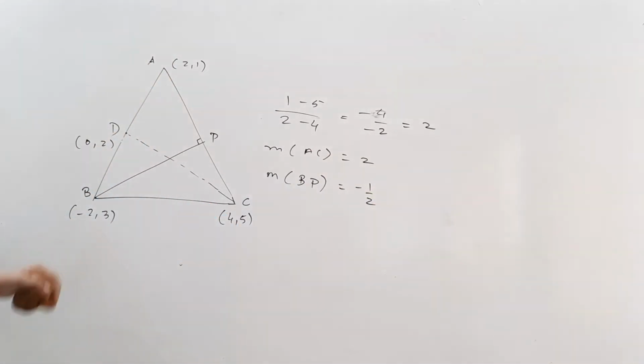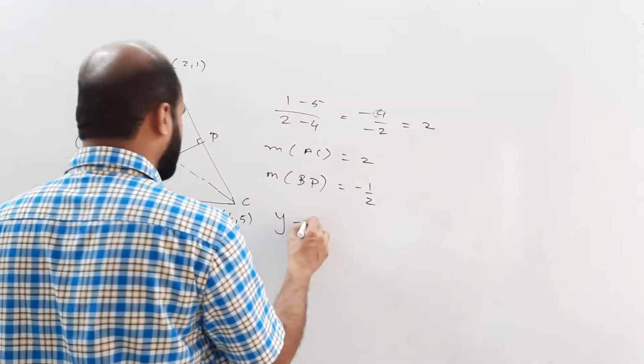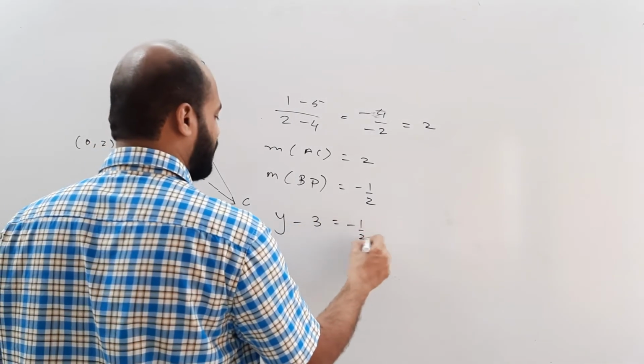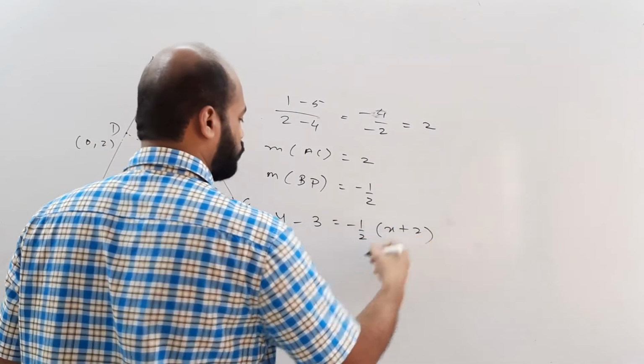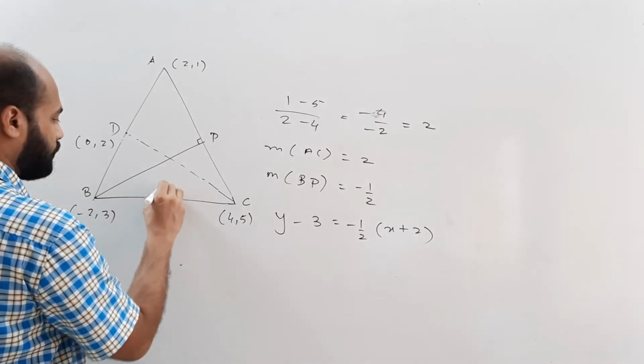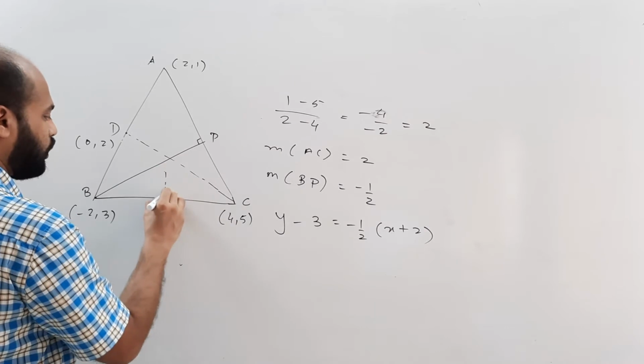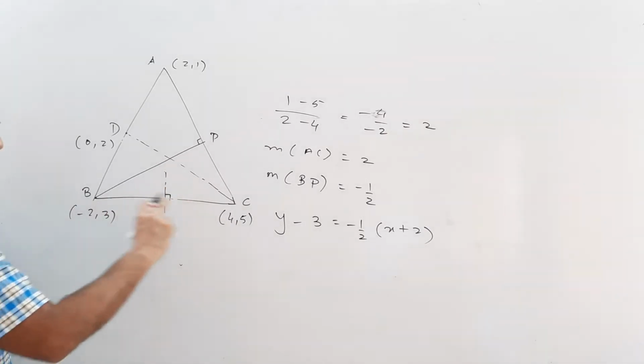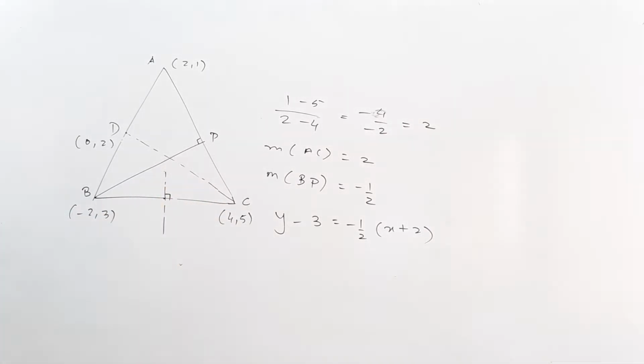And then we already have the point. So we can write the equation as y minus 3 is equal to minus half into x plus 2. That would be the equation of line BP. And then lastly, what I want is the equation of the perpendicular bisector to this BC, which is very much evident.